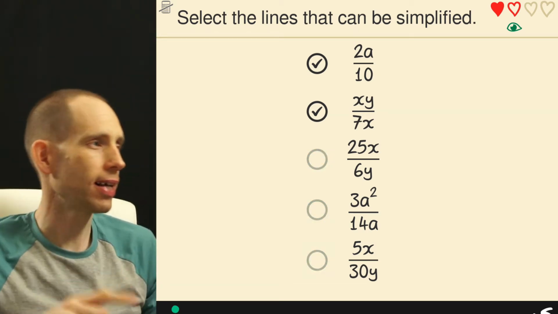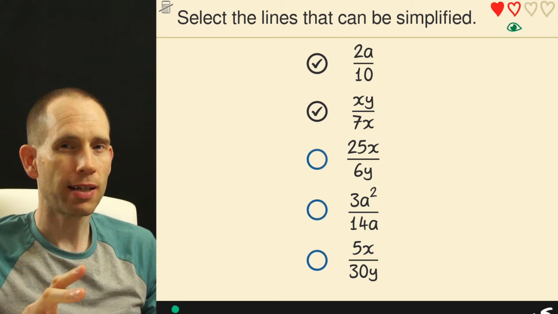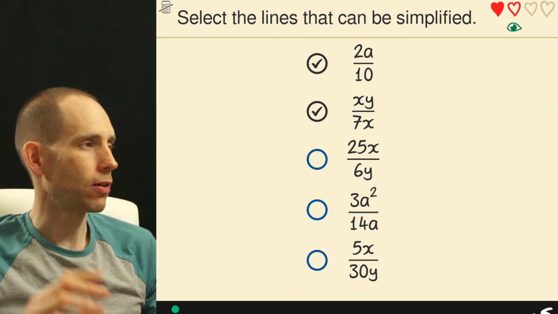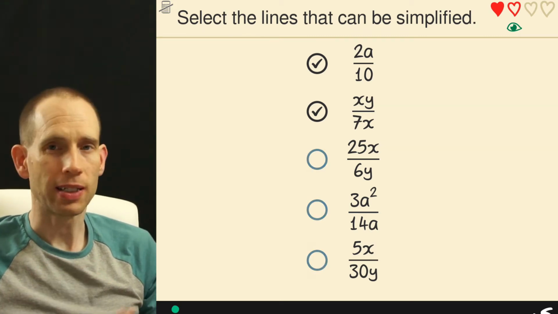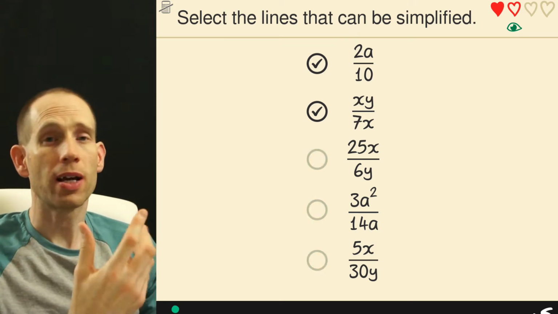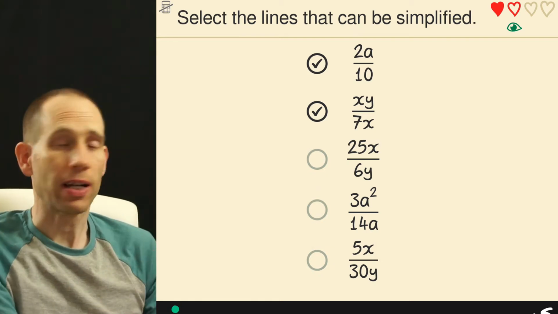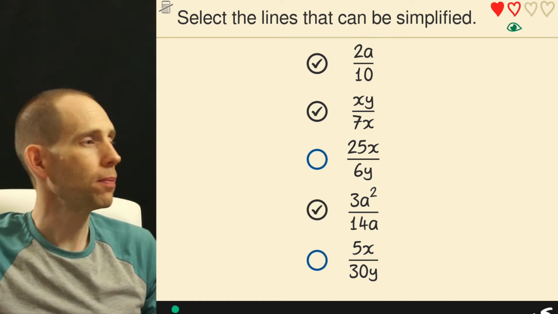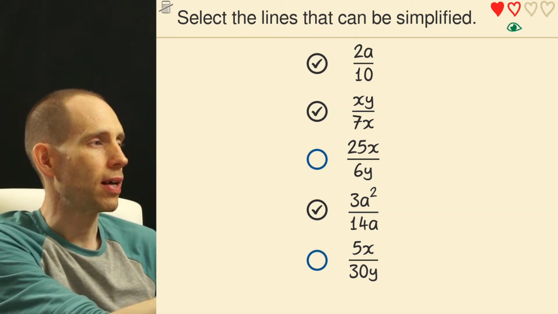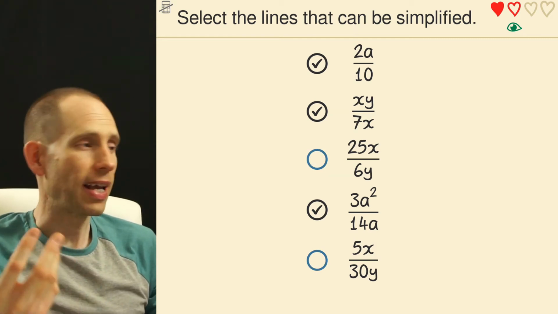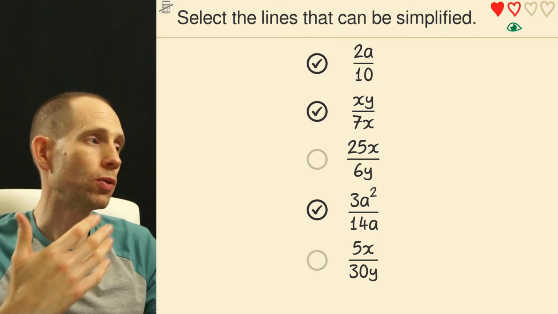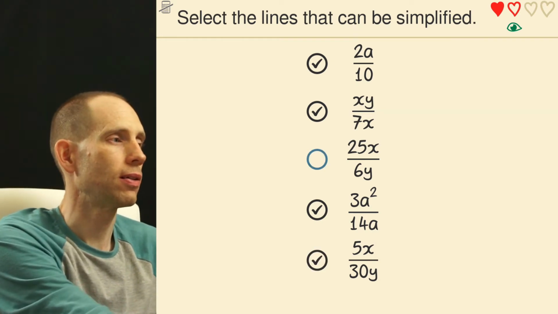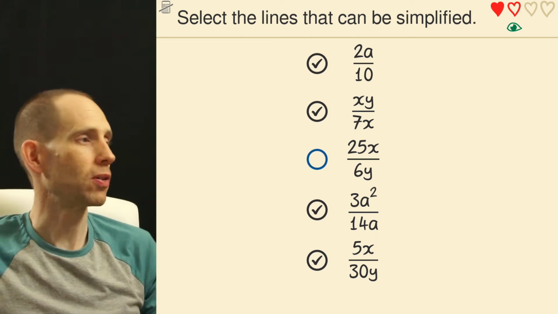This one, 25x over 6y, I can't see any common factors there. Next one is 3a squared over 14a. So 3 over 14, there's no common factors, but a squared means a times a. And so there's a factor of a in the top, and there's also a factor of a in the bottom. So I think we can simplify that one. And then the last one, 5x over 30y. Again, 5 over 30 will simplify down to 1 over 6, because 5 goes into 5 and it goes into 30. So it's a factor in the top and in the bottom.